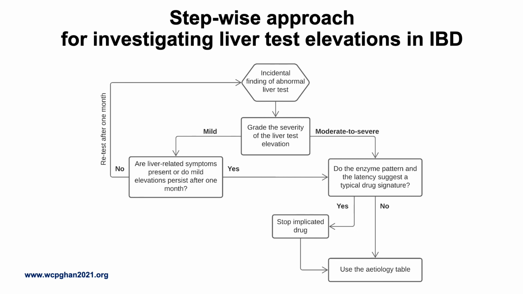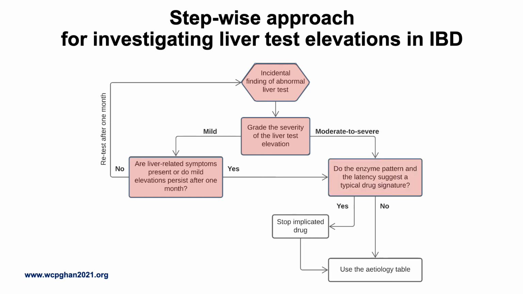I would like to end with a graphical presentation of the stepwise approach for investigating liver test elevations in IBD. When you are confronted with a child with an abnormal liver test, first grade the severity of the elevation. If the elevation is mild, remember my most important slide, then it is acceptable to retest after 1 month. If the mild abnormality persists, you better proceed to the next step.